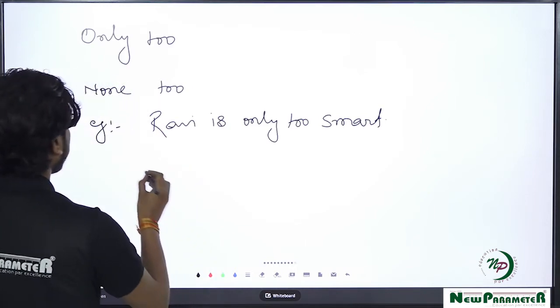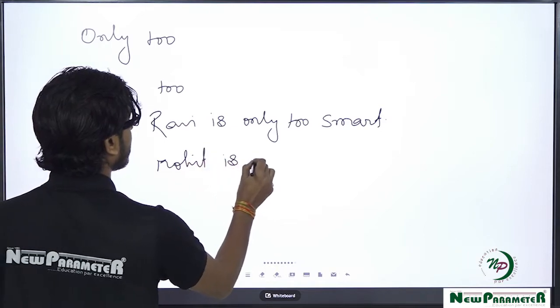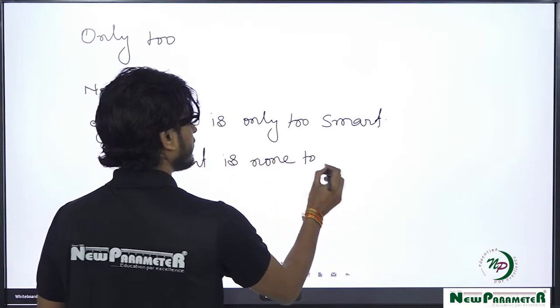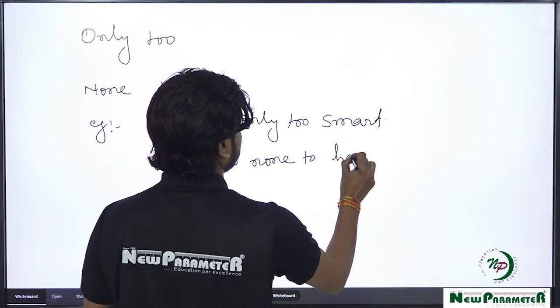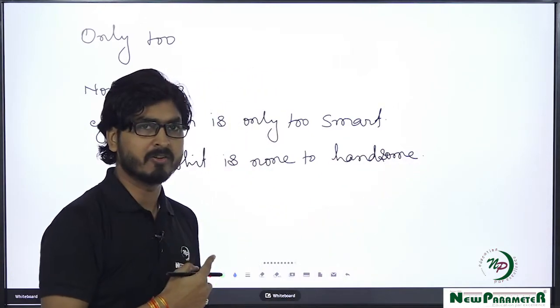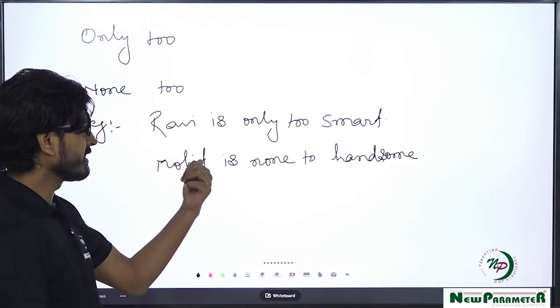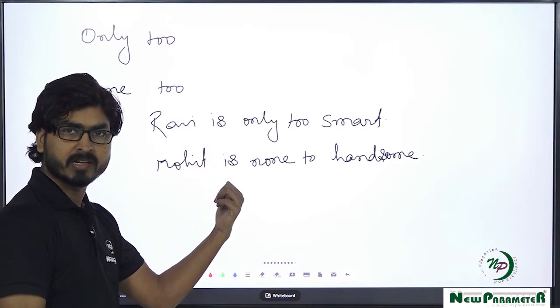Another example. Mohit is none too handsome. Again, it doesn't sound good. It's okay, fine. Now, you will say, no sir, this sentence is correct. Both sentences are correct. Why?